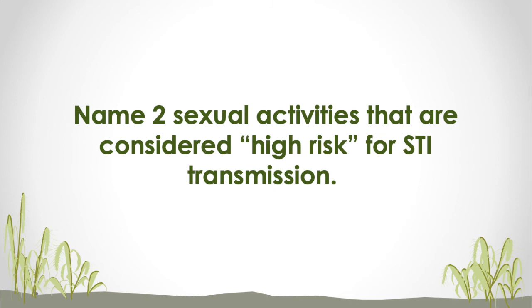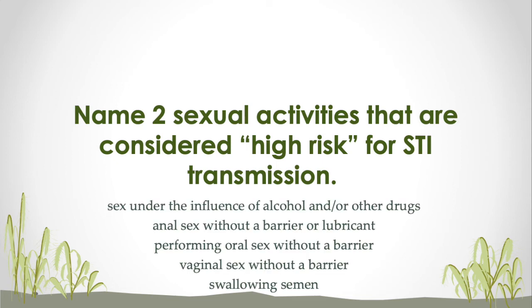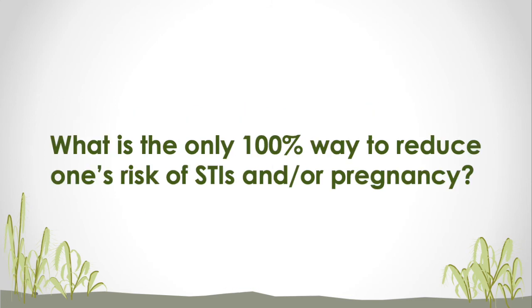And then we just have 2 more questions here. So our first question would be, name 2 sexual activities that are considered high risk for STI transmission. So the 2 that you may have chose could include sex under the influence of alcohol or other drugs, anal sex without the use of a barrier or lubricant, performing oral sex without a barrier, vaginal sex without a barrier, or swallowing semen.